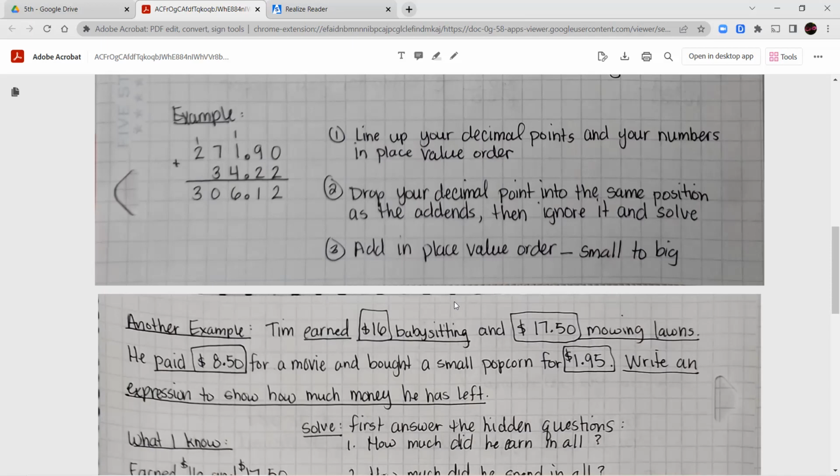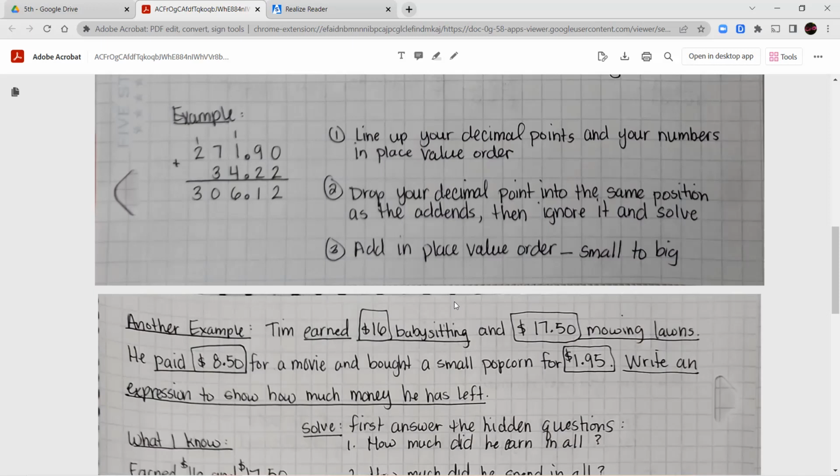So we line up our decimal points and our numbers in place value order. We drop the decimal point immediately into the same position as the addends, and then we can ignore it and solve. 0 plus 2 is 2, 9 plus 2 is 11, so I put the 1 and then I carried the other one. 1 plus 1 plus 4 is 6, 7 plus 3 is 10, so I put the 0 and then I carry the 1. 2 plus that 1 is 3.